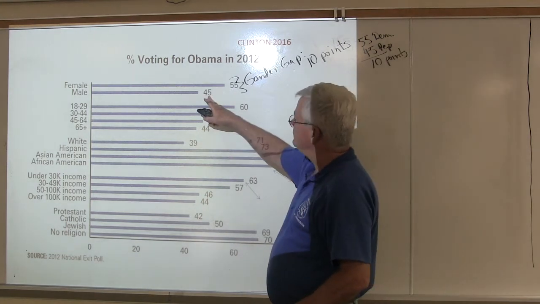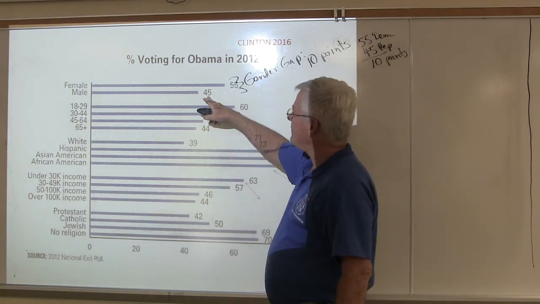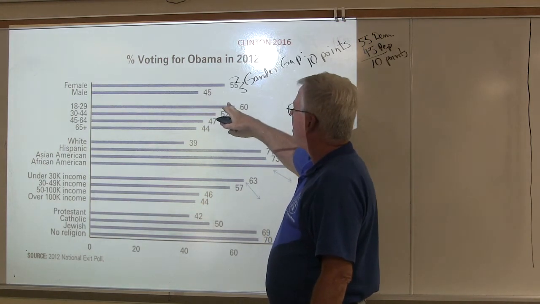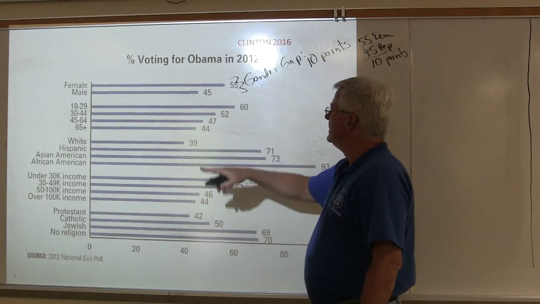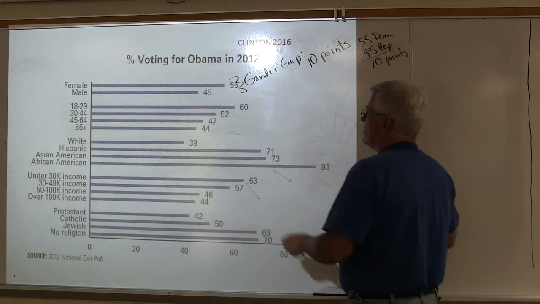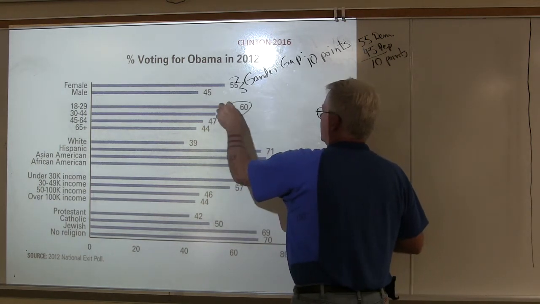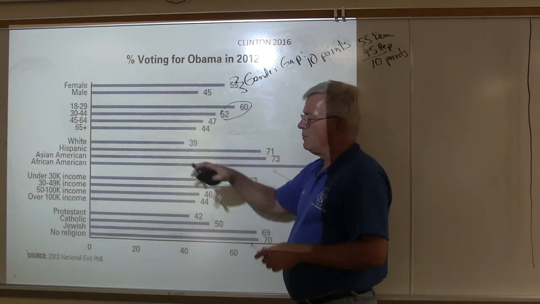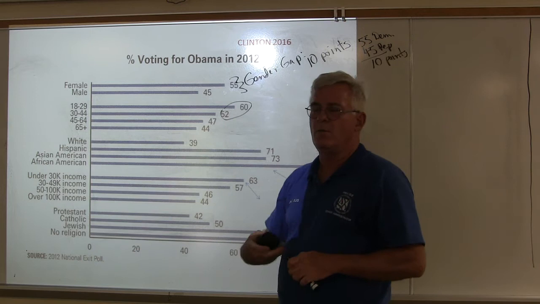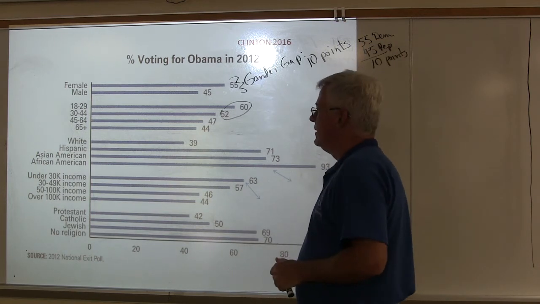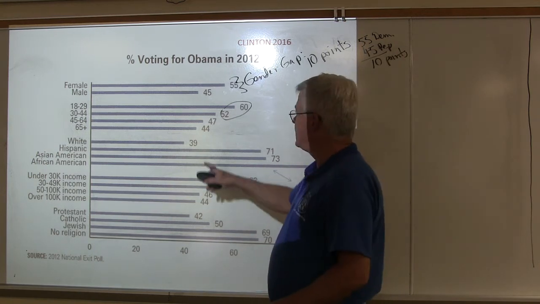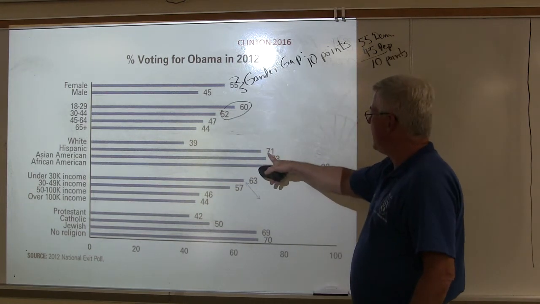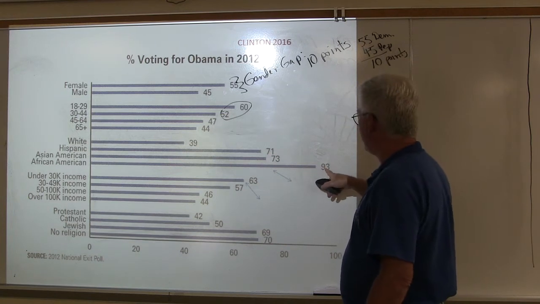Okay, men. Interesting. Men vote Republican, right? Okay, who voted Democrat, young or old? Clearly, young people, right? Old people voted Republican. And the older they got, the more they voted Republican. This is crazy, right? Whites or minorities? Whites, Hispanics, Asians, and African Americans.